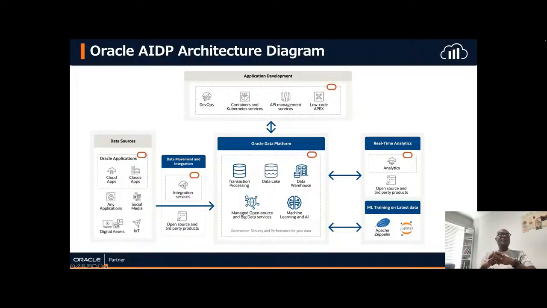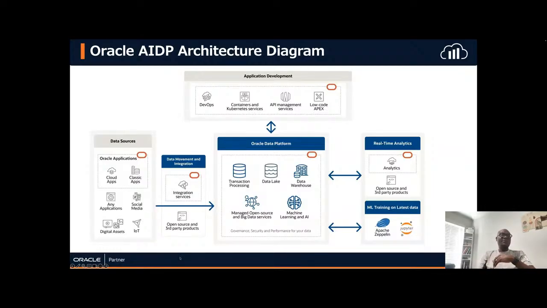So here we just have the architecture diagram. If you look at this diagram, from the application development to the AIDP, from the data sources, you can see how data can be moved from and integrated with multiple sources, data from disparate sources. You can move data from any application, be it social media, your Internet of Things, your digital assets, and also the Oracle apps, your cloud applications. So you can move data in and ingest this data as well.